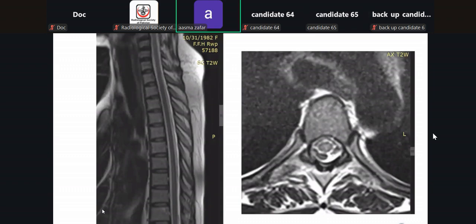Same patient. These are T2 sagittal and axial images of the same patient, in which there is a hyperintense signal intensity area involving the cord, which is extending at the multiple levels. However, vertebral bodies appear unremarkable in these provided images.